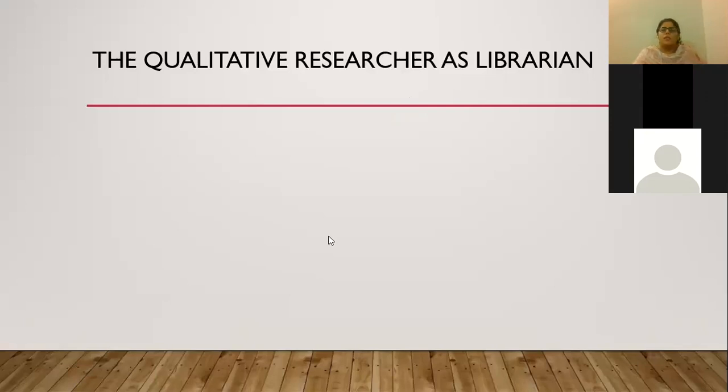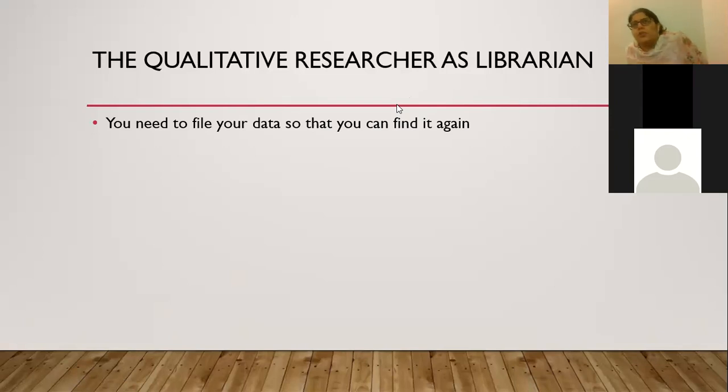All right. So the qualitative researcher works as a librarian. What you have to do is basically tag your data. You need to file your data, okay, so that you can find it again. As a qualitative researcher, you have a lot of data, right? So you have interview transcripts. That means you have hundreds of thousands of words. Now, how do you organize it? How do you arrange it in a way that you can easily find it again? So you need to file it. You need to organize it in a proper way so that it's easy for you to find it.